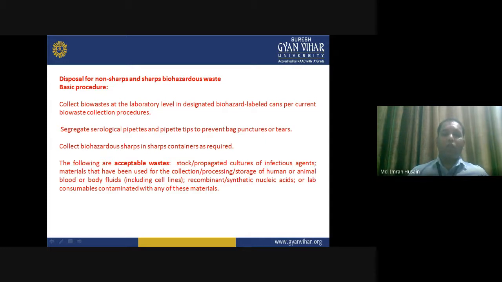The following are acceptable waste: stock and propagated cultures of infectious agents, materials that have been used for the collection, processing, and storage of human or animal blood or bodily fluids, including cell lines, recombinant synthetic nucleic acids, or lab consumables contaminated with any of these materials.